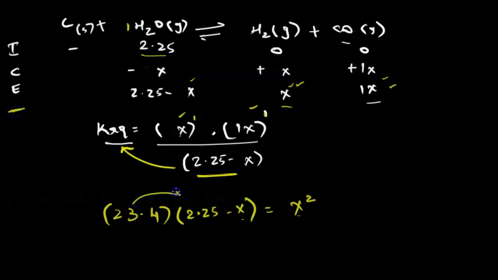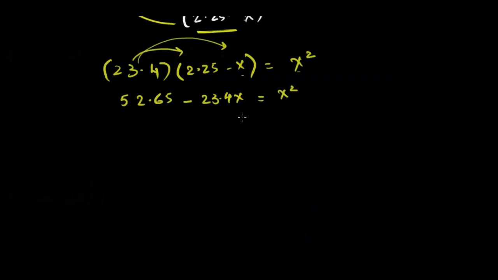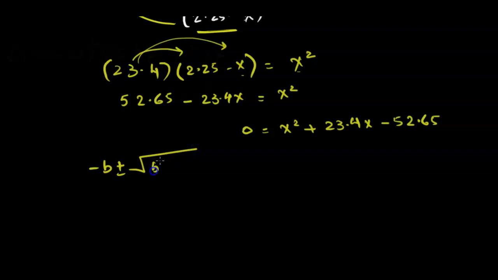So we know this here, we can use the FOIL method, this times this and this times this. 23.4 multiplied by 2.25 is 52.65. When we multiply 23.4 with x, we get 23.4x equal to x squared. Now since we are solving for x and we see that this is a quadratic equation, we move everything to one side and this is what we get equal to 0. Once we get a quadratic equation and we need to solve for x, we use the quadratic formula. So it's negative b plus minus root b squared minus 4ac over 2a.